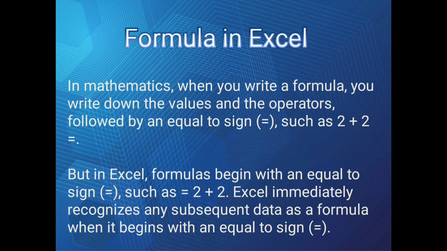So in mathematics, when you write a formula, you write down the values and operators followed by an equal sign, like 2 plus 2 equal to 4. But in Excel, formulas begin with an equal sign, such as =2+2. Okay, Excel immediately recognizes any subsequent data as a formula when it begins with an equal to sign. Clear everyone?